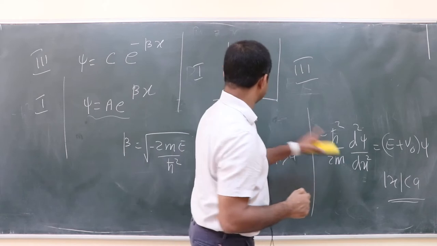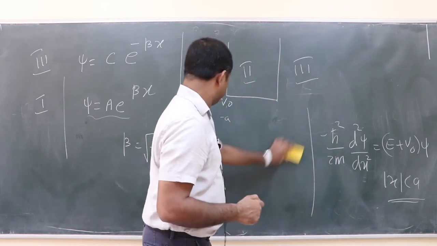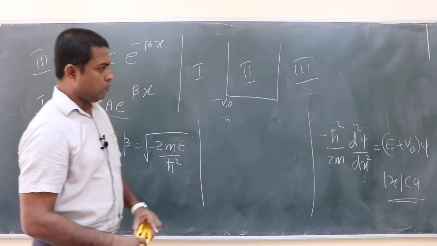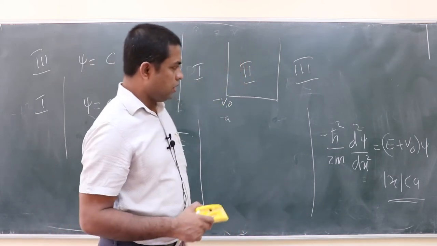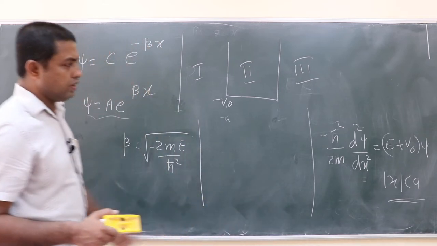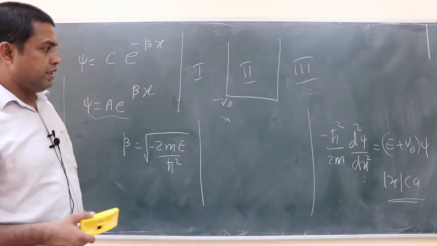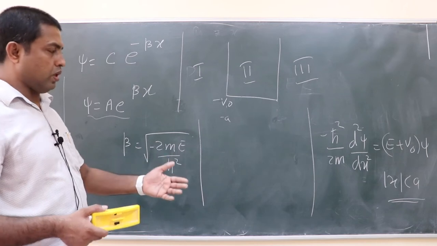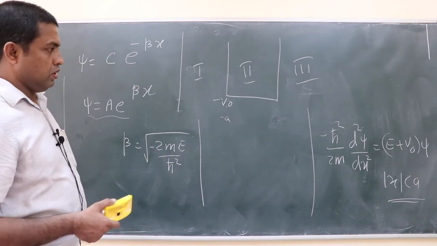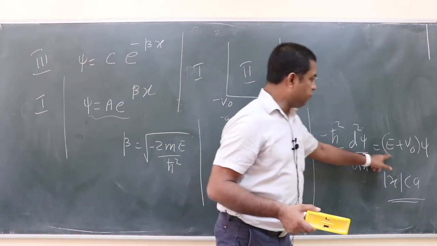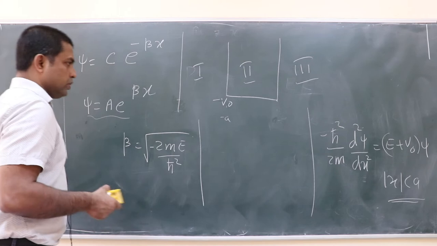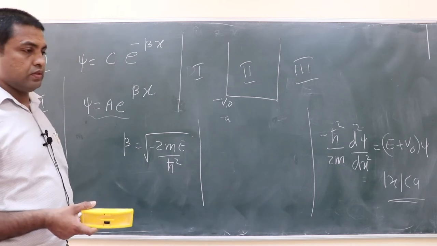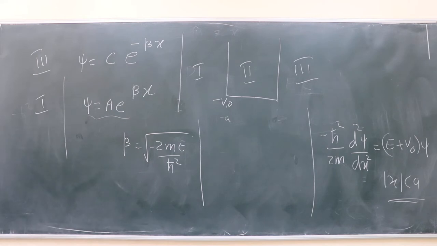And what about here in the middle? What is the solution? So you know that E is negative, and E can take value between 0 and up to minus V0. So this quantity E plus V0 will be, is it always positive or negative value wise? Always positive. Okay. So what is the solution then?